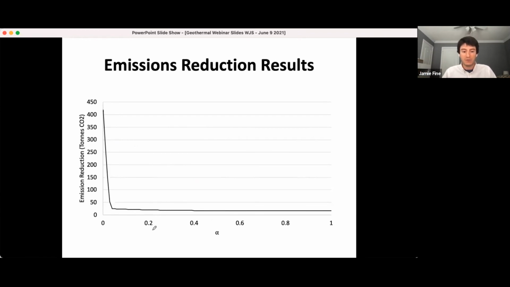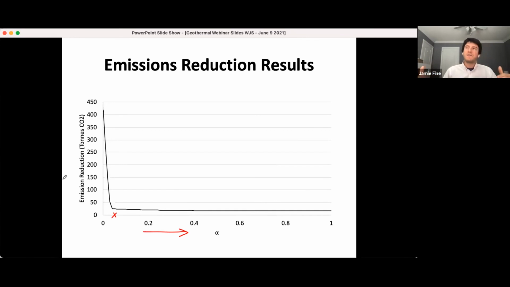So shown again on the horizontal is increasing ground source heat pump size. And as you can see, the CO2 emission, actually, this is just pure emission. It's not emission reduction, but shown on the vertical is going to be the CO2 emissions of the system as a whole. As you can see, once you get to about this point over here, you level off.